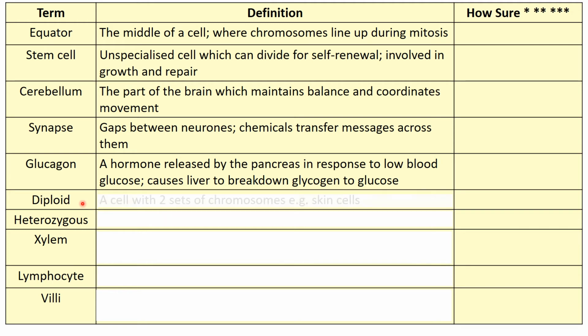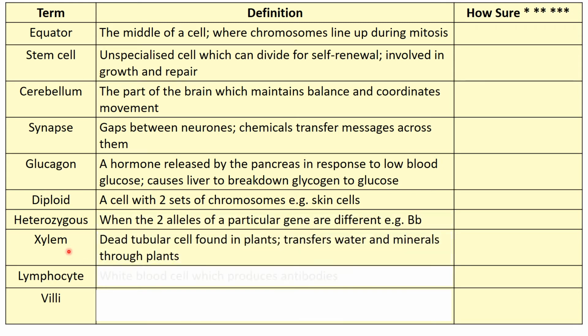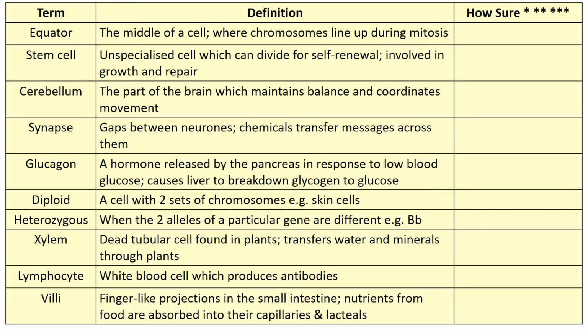Diploid is a type of cell, and that is a cell with two sets of chromosomes, e.g. skin cells. Heterozygous down to lymphocyte. If you've covered this, you might have had a go. That's what you should have for those. And finally, villi is finger-like projections in the small intestine, and nutrients from the food are absorbed into their capillaries and lacteals. And well done if you mention specifically what goes into capillaries and what goes into lacteals.